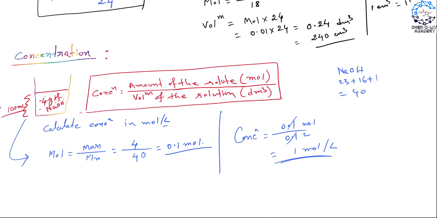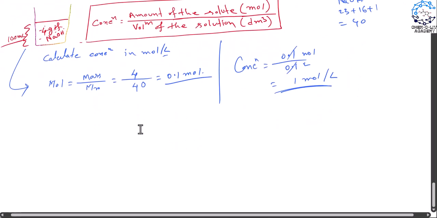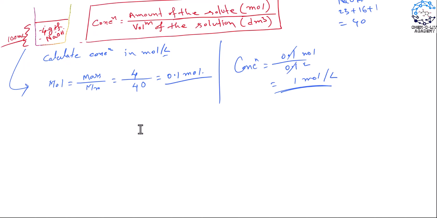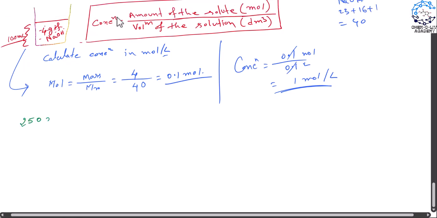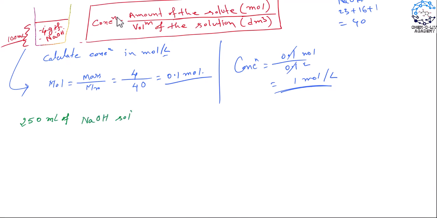Okay, let's see one more where the concentration is given. We have to calculate the amount of the solute. Let's take sodium hydroxide only. Let's say 250 ml of NaOH solution of 0.1 mole per liter concentration. Calculate the mass of NaOH dissolved.